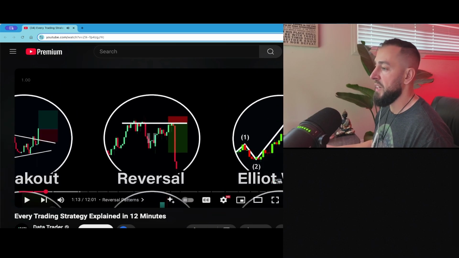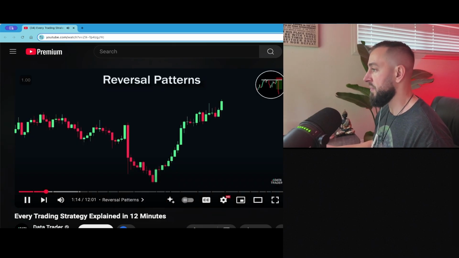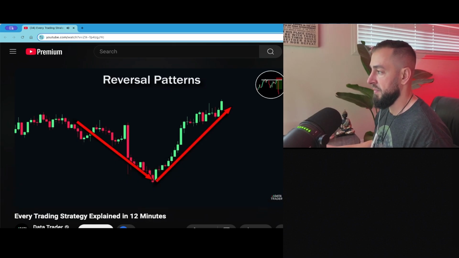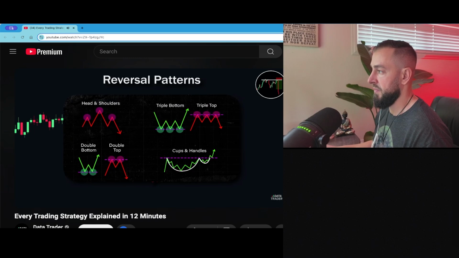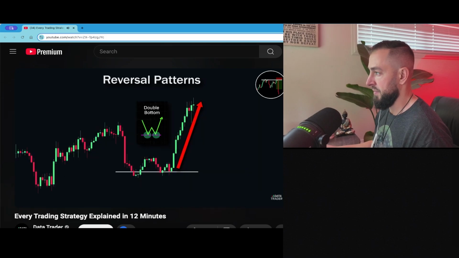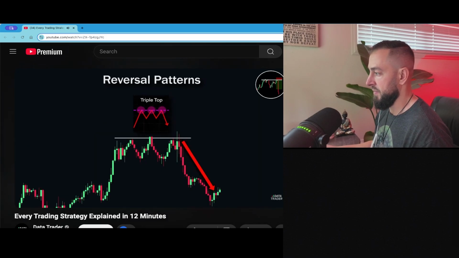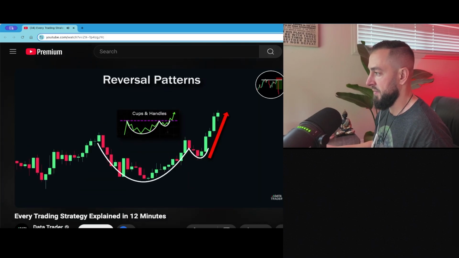Reversal patterns. Okay, so let's go to reversals. It is when price moves in the opposite direction of the current trend and forms a counter trend. Specific patterns could be identified in a chart, which could help traders predict reversals before they happen. Most notable reversal patterns are double top and bottoms, triple top and bottoms, head and shoulders, cups and handles.